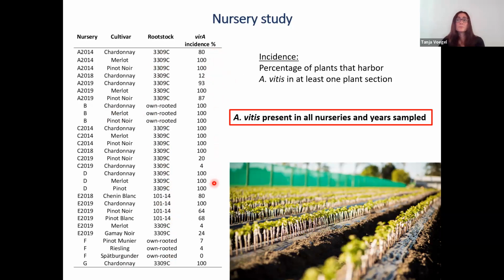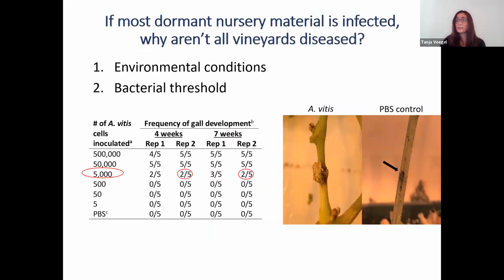And those numbers here, percentages, are really high. So most of them, the whole batch that we received, 100% incidence. So we found bacteria in all of the plants. There was just one nursery here, and that was actually a local winery, and they have done their own cuttings from a vineyard. So these are very, very low. All the others that came in from nurseries had very, very high incidence. So the bacterium is present in all of the nurseries that we've sampled and in all of the years that we've looked at. So that's very concerning.